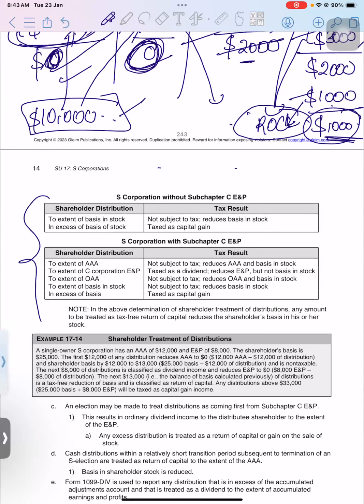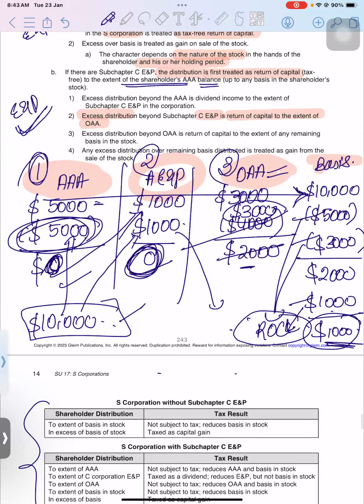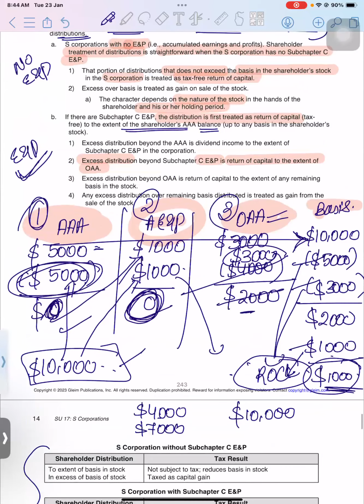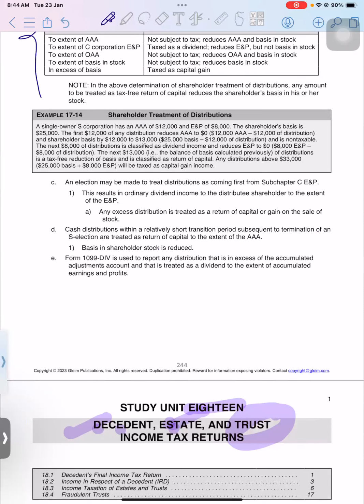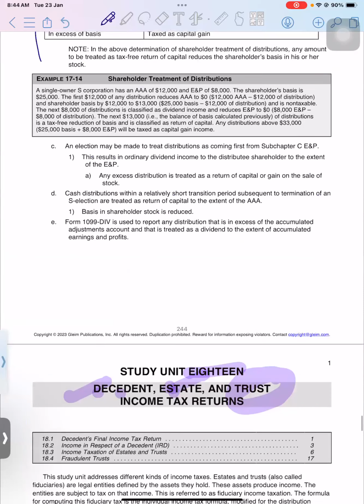The whole summary is given over here, but I would prefer you guys to pause the video and write down the example, taking three scenarios. In the first scenario, the distributions were 4,000. In the second scenario, distributions were 7,000. And in the third scenario, the distributions are 10,000. Write all three scenarios and solve the sum in your book. Before going to the exam, only this summary will be helpful. Clear, guys? So distributions in the case of S Corporation we have completed today.